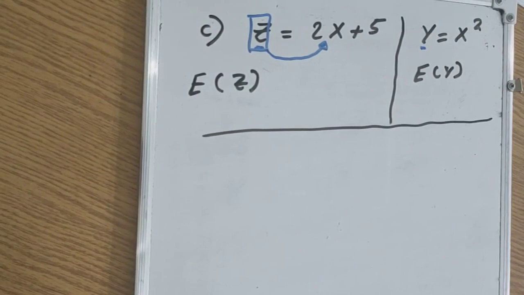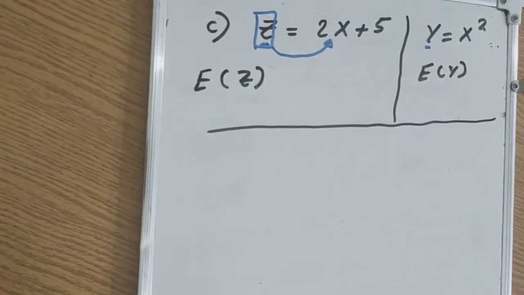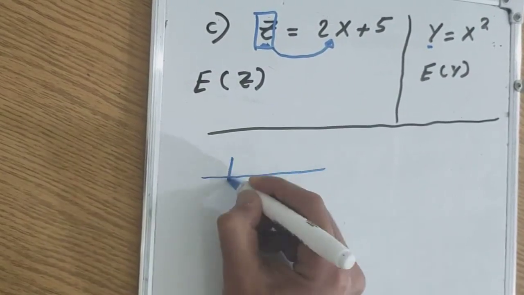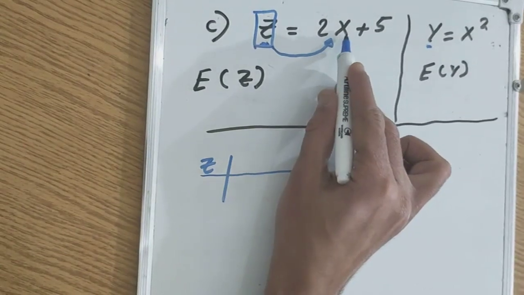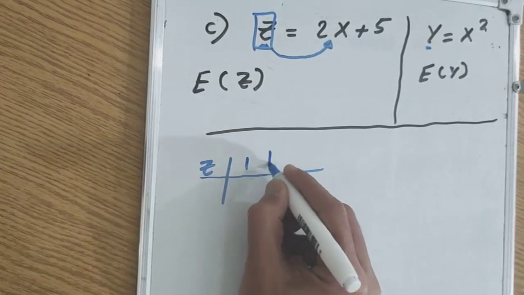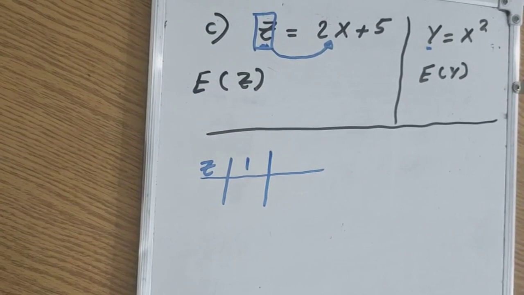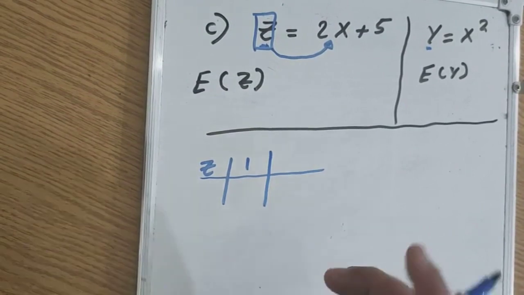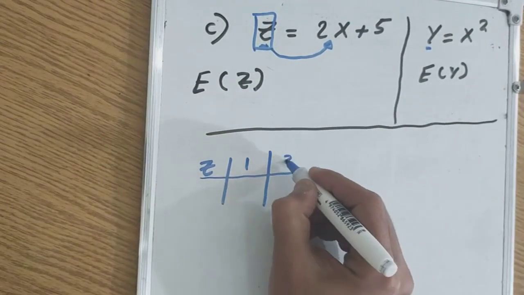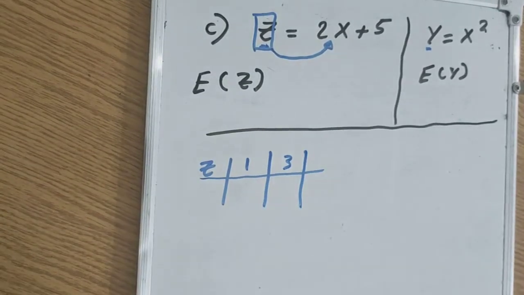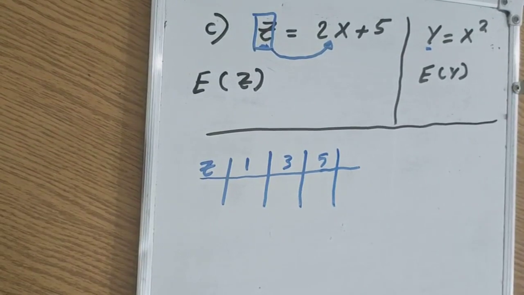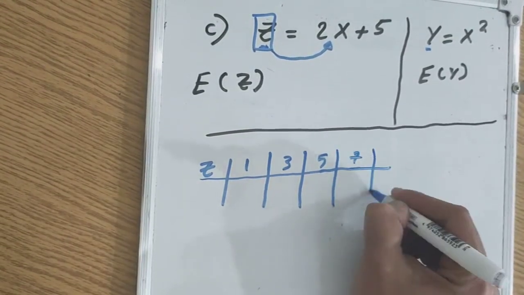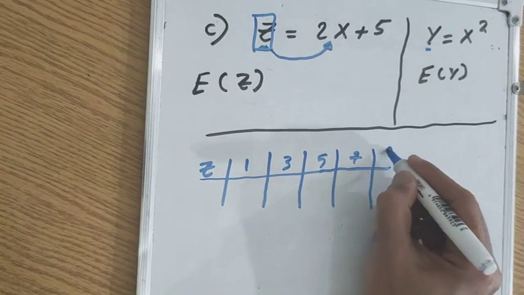And of course, from this relation, we can get the possible values of z, because if x is equal to -2, that means z will equal 1. And if x is equal to -1, that means z is equal to 3. And if x is equal to 0, that means z equals 5. If x is equal to 1, z will equal 7. And x equal to 2, z will equal 9.